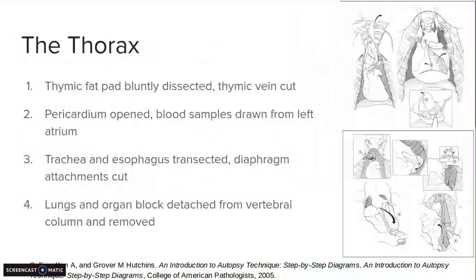The trachea and esophagus are transected, and the diaphragm attachments are cut, while the thoracic and abdominal organs are retracted. The lungs and organ block is retracted while the pleura is cut from beneath it.